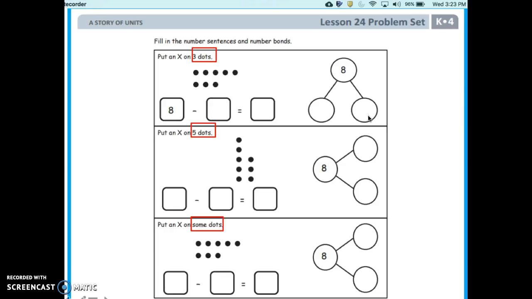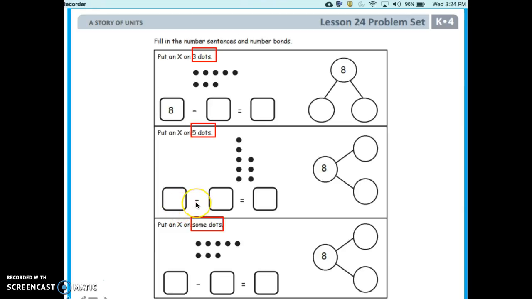Okay, now these next ones I want you to do on your own using the 5 group strategy. Put an X on 5 dots. So come over here, put an X on 5 dots. Good job, Stallion. Now I want you to fill in this number sentence. In this box is going to go the in all number. How many dots in all? That's right, there were 8.